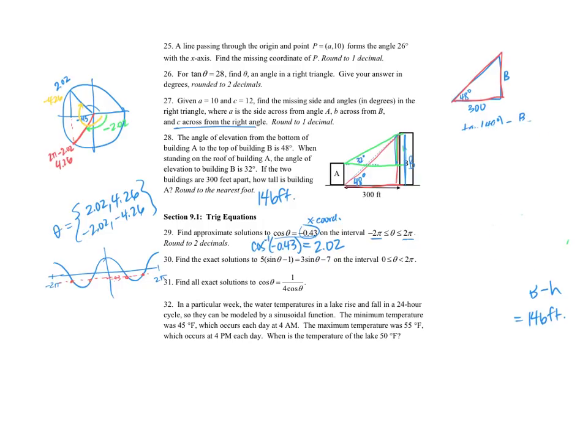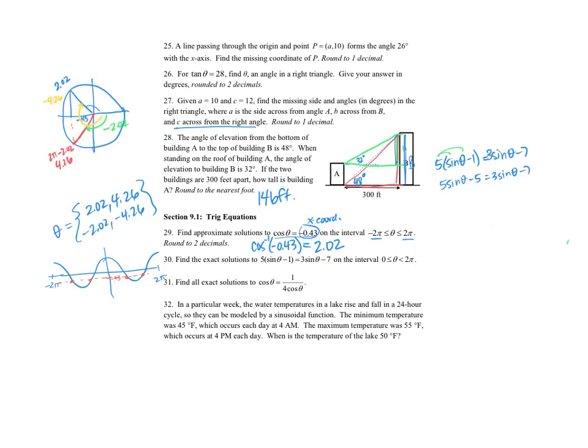So for the next one, it says I want to find all the exact solutions to this one. So we'll need to do a little bit of algebra here to find out what's happening. So the first thing I want to do, I'll just write out the problem just like it is. So I've got 5 sine theta minus 1 equals 3 sine theta minus 7. And so I can start by distributing the 5. So I get 5 sine theta minus 5 is equal to 3 sine theta minus 7.